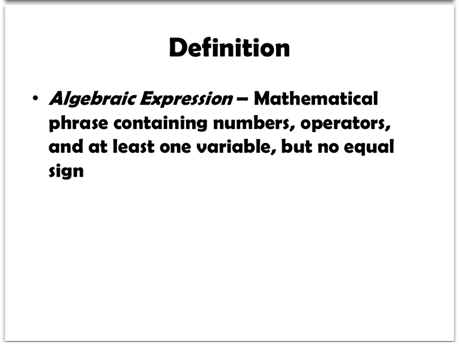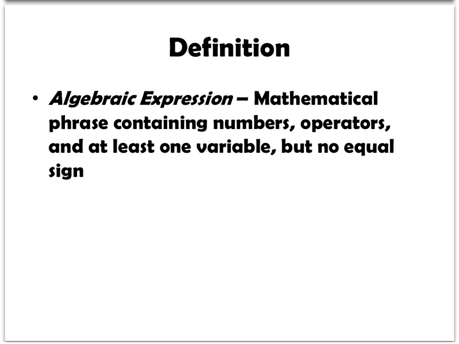Hello, in this first section of the class we're going to be reviewing a little bit of high school algebra, and specifically we're going to be reviewing the idea of simplifying algebraic expressions. So let's start off with the definition of an algebraic expression. It is a mathematical phrase containing numbers, operators, and at least one variable, but no equal sign.